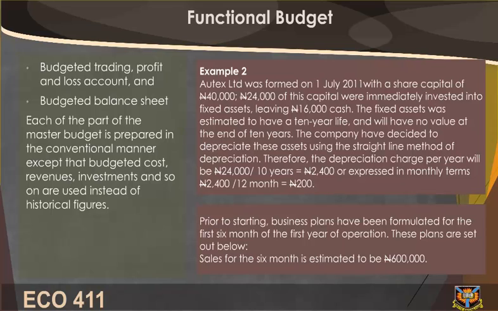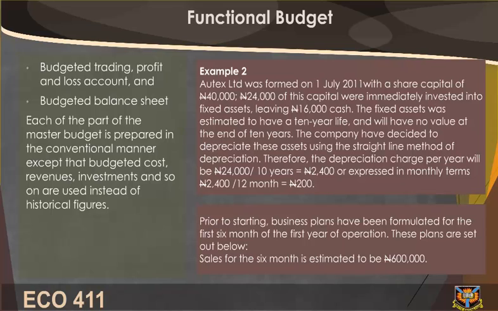The fixed assets were estimated to have a 10-year life and will have no value at the end of 10 years. The company has decided to depreciate these assets using the straight line method of depreciation. Therefore, the depreciation charge per year will be 24,000 divided by 10 years, which is 2,400 per year, or 200 naira per month. Prior to starting, business plans have been formulated for the first 6 months of the first year of operation. These plans are set out below.